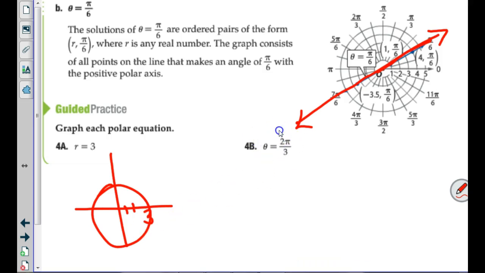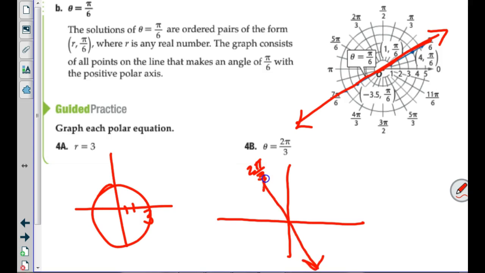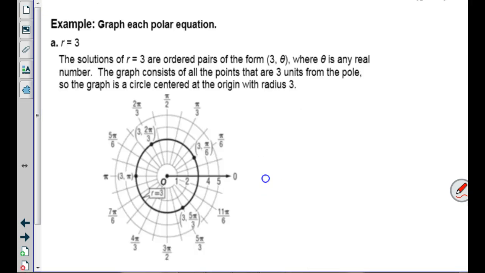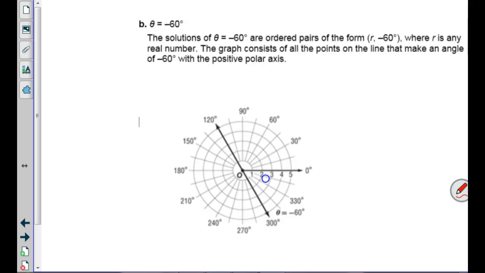But if I said graph theta equals 2 pi over 3, you would go to the line at 2 pi over 3 on your graph paper, and then you would just draw a continuous line because you don't know what the radius is. Could be anything. So here's r equals 3. You have this one on your notes, I think. And here's negative 60 because we rotated negative 60 degrees. But this is the line that it would represent, all points on that line.